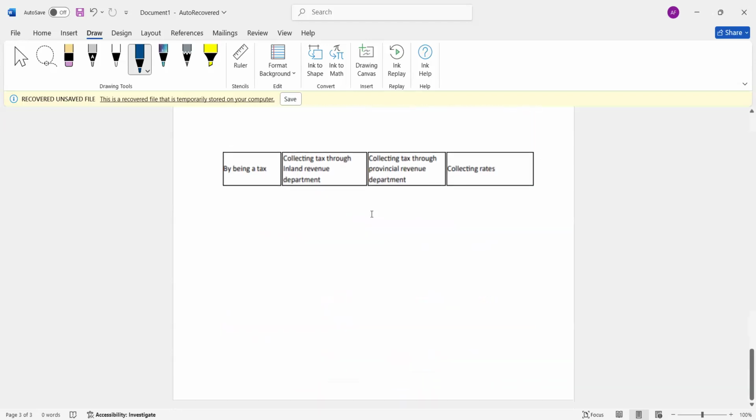Next one, by being a tax collector, what can they do? Central government. One example is the Inland Revenue Department, IRD. What are the taxes they collect? Corporate tax. Learning later. Okay, corporate tax, and you have VAT and other things.